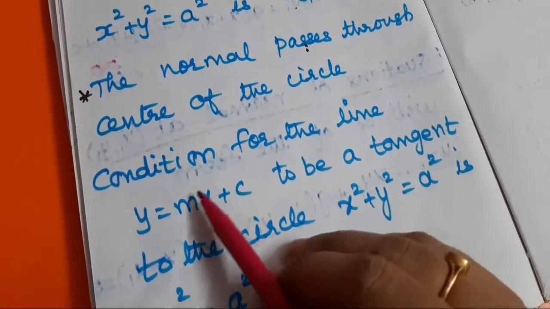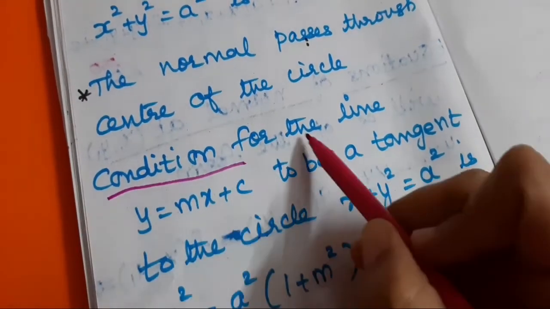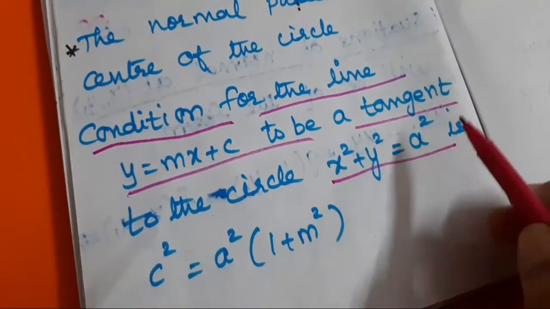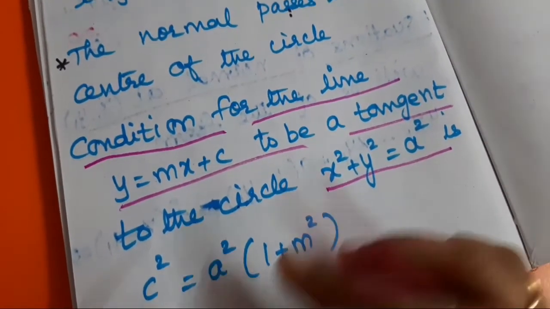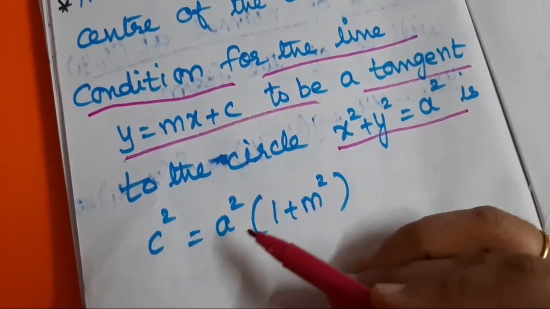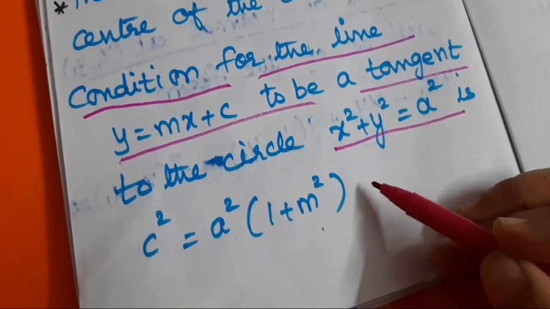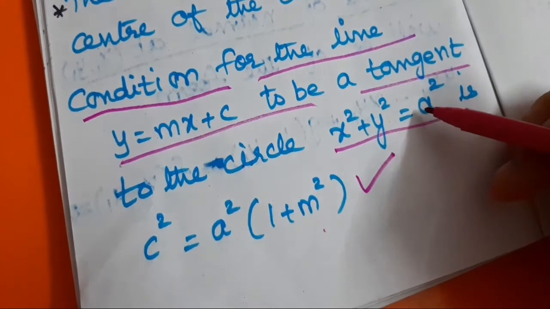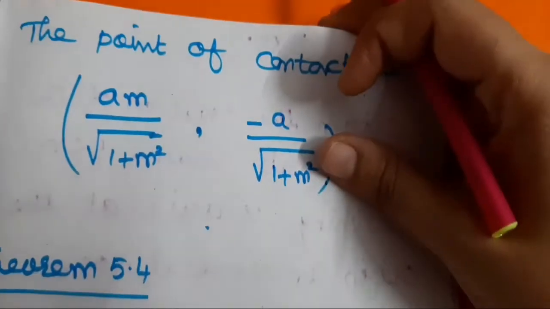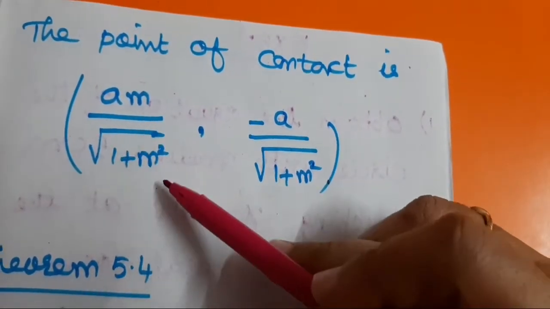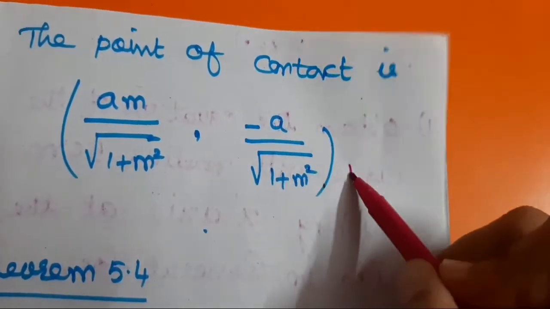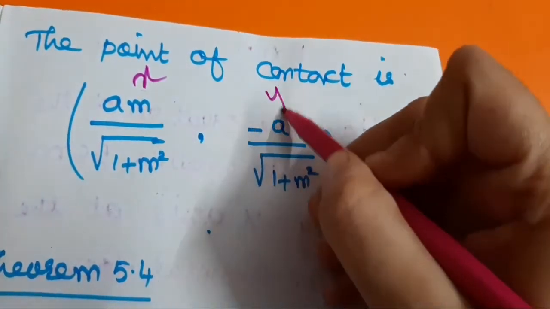Then the next definition: the condition for the line y = mx + c to be a tangent to the circle x² + y² = a² is c² = a²(1 + m²). So this is the condition that y = mx + c will be a tangent to this circle. The point of contact will be (−am/√(1 + m²), a/√(1 + m²)). So in the point of contact, this is x and this is y.